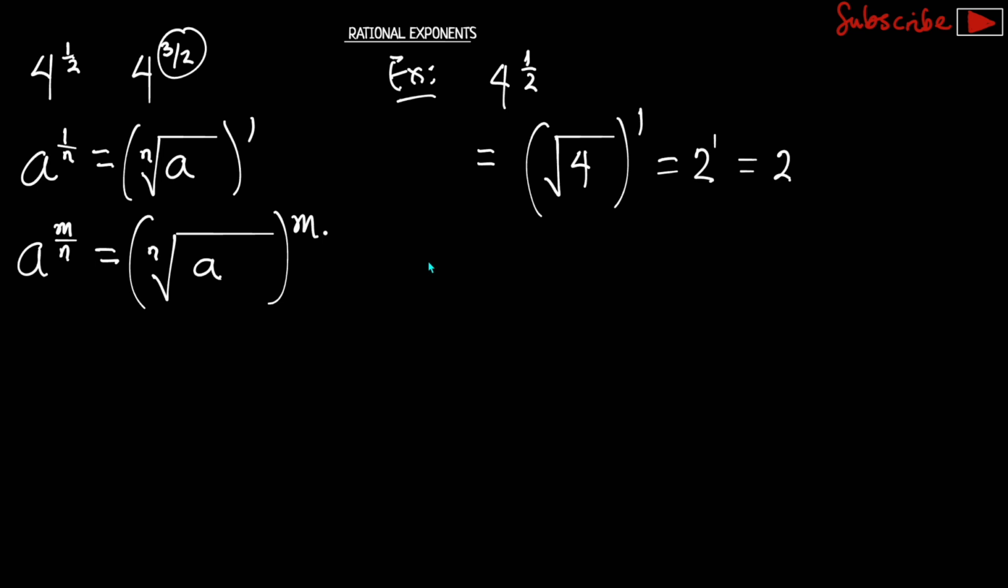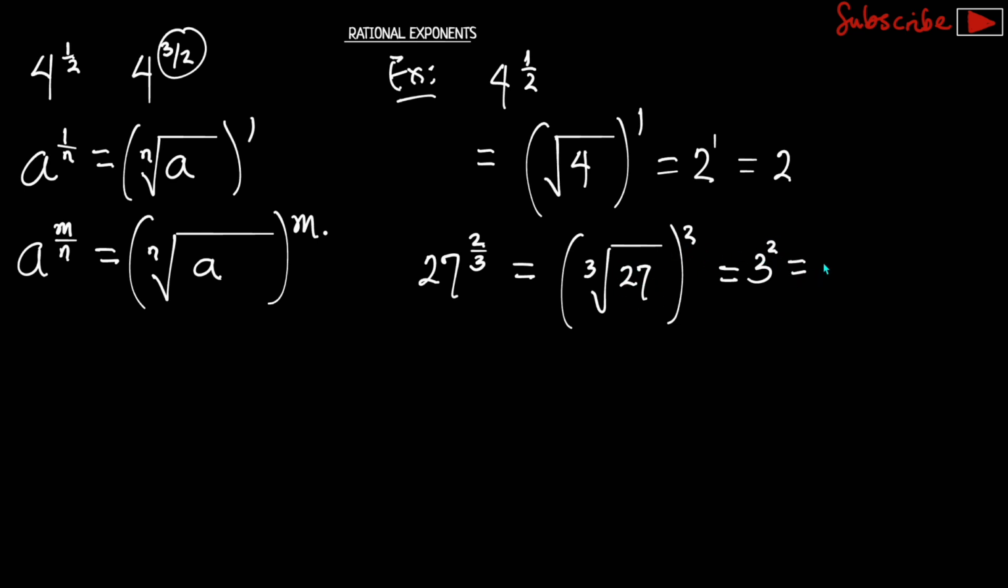Next, if you have 27 raised to the power of 2/3, this equals the cube root of 27 all squared. The cube root of 27 is 3. That is, what number do I have to multiply by itself 3 times to give me 27? That's 3. So 3 raised to the power of 2 equals 9.